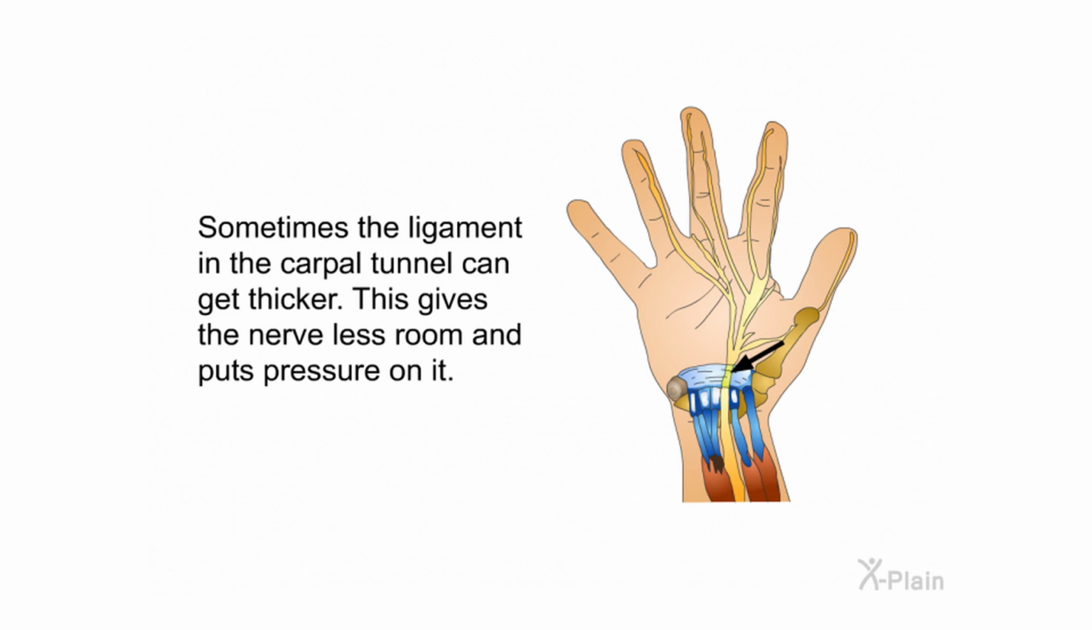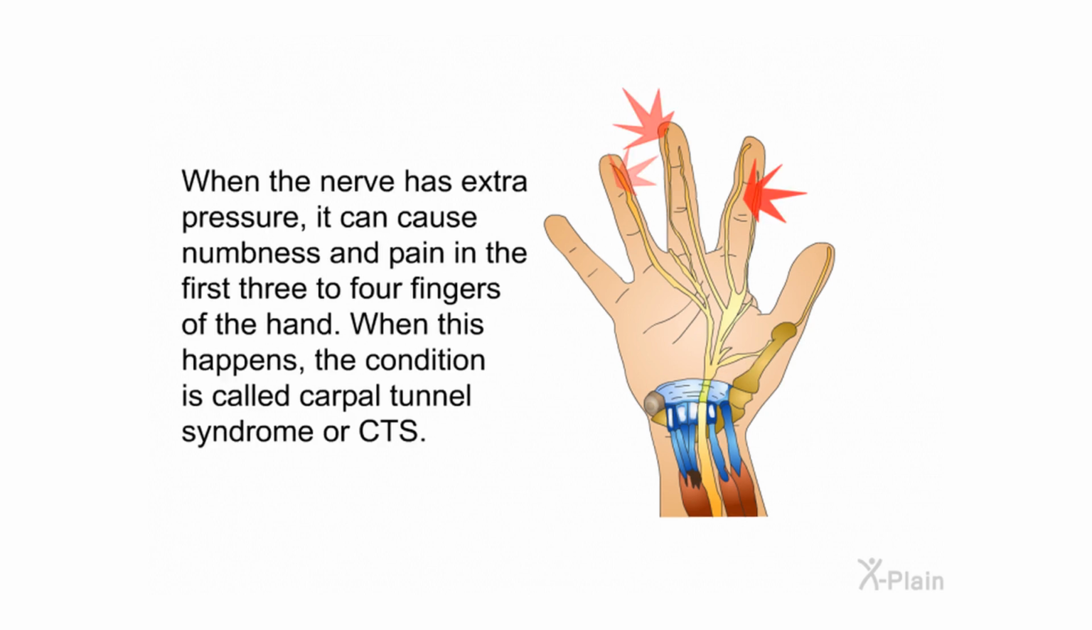Sometimes the ligament in the carpal tunnel can get thicker. This gives the nerve less room and puts pressure on it. When the nerve has extra pressure, it can cause numbness and pain in the first 3 to 4 fingers of the hand. When this happens, the condition is called carpal tunnel syndrome, or CTS.